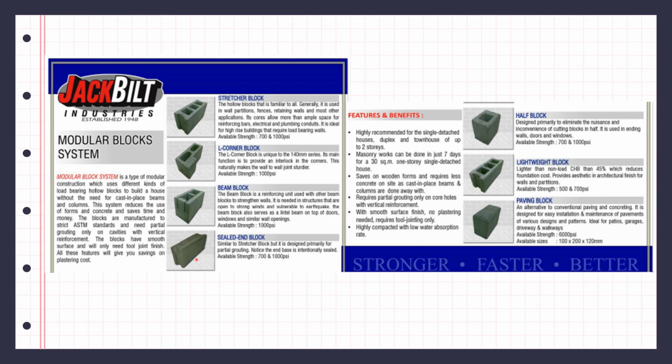Notice that the end base is intentionally sealed. And for half block, it is designed primarily to eliminate the nuisance and inconvenience of cutting blocks in half. Lightweight block provides aesthetics in architectural finish for walls and partitions. Paving block is an alternative to conventional paving and concreting. It is designed for easy installation and maintenance of pavements.